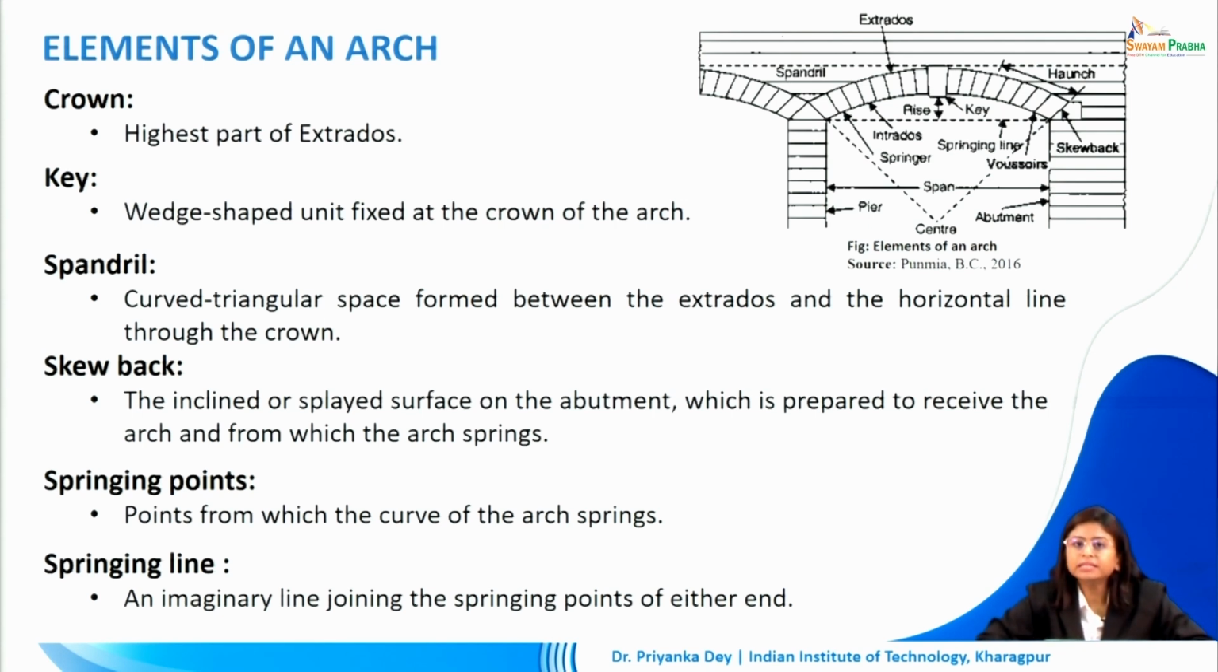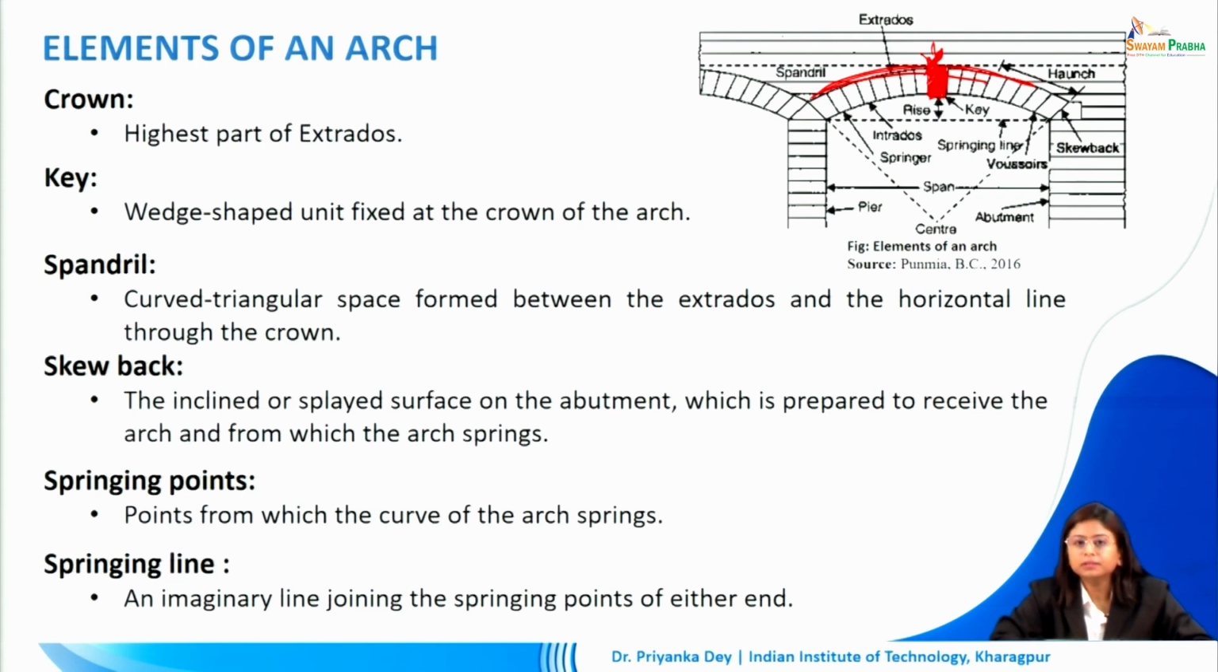The crown is the highest point of the extradose. So the extradose was the outer curve. So this highest point right here is known as the crown. Key is the wedge-shaped unit fixed at the crown of the arch. So this particular unit right in the center, jutting out, this is known as the key. This is, in fact, as the name suggests, the key to holding the arch in its position.